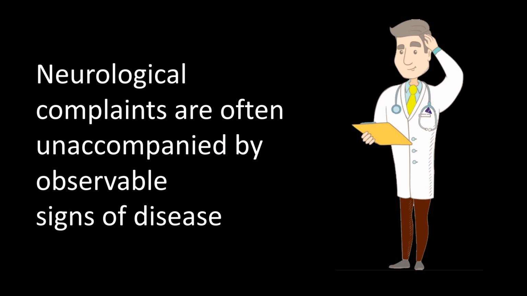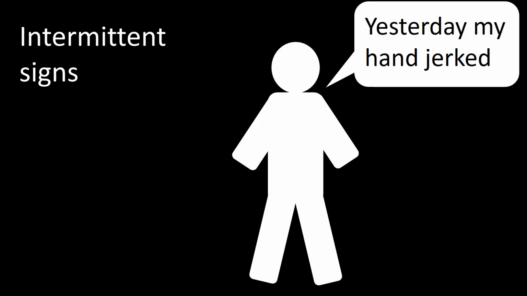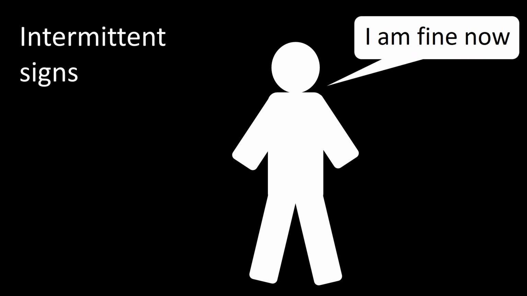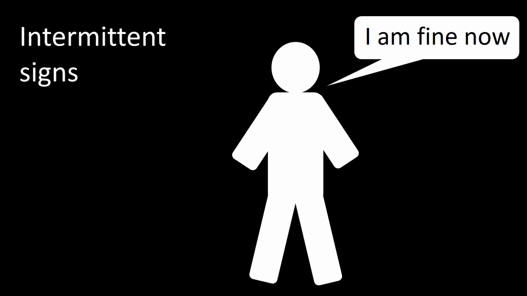First, neurological complaints are often unaccompanied by observable signs of disease. This is so because neurology often deals with sensory symptoms. Frequent neurological complaints are: I see lights, I hear noises, I smell metal, I feel my head is about to explode. It is also so because symptoms in neurology are often intermittent. Neurologists are often told by patients, yesterday my hand was jerking, but I am fine now. Yesterday I could not move my hand, but I am fine now.